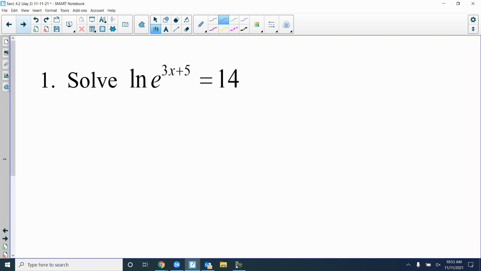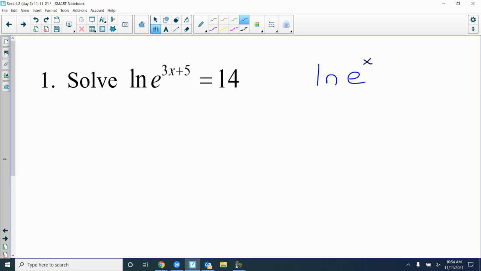I'll let you think about it first. Using our properties, think how we can solve that. I want to solve for x. What does x equal? Would it be 3x plus 5 equals 14? It would be. Now, here's why you've got to be able to apply those properties. Above that, what was the one property we wrote down? The natural log of e to the x equals what? Right above there. Equals x, right?